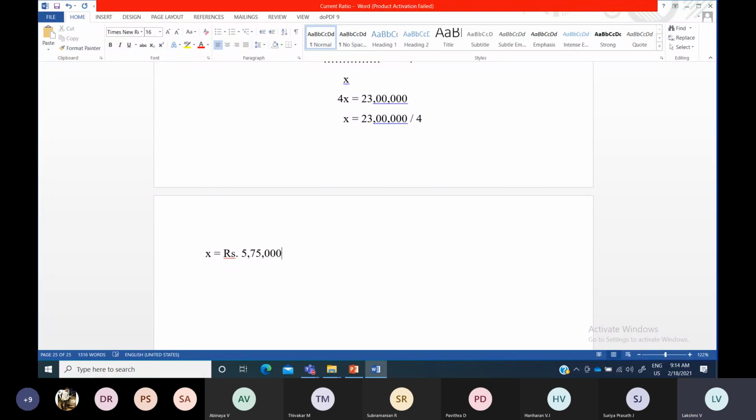Okay. So this will be your debtors. So let us mention here. You can straight away mention it as average accounts receivable, or even the debtors amount you can mention here. Average accounts receivable, and then you can mention the debtors amount as 5,75,000. Okay. Clear? Till this it is clear to all.